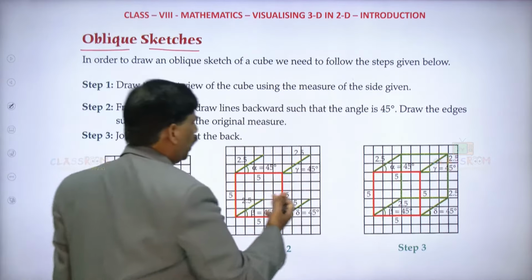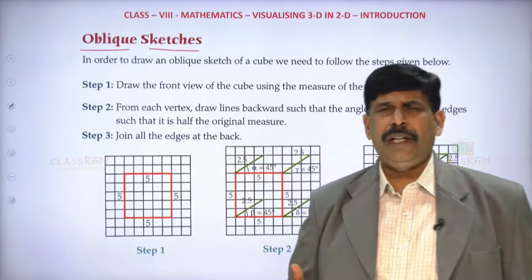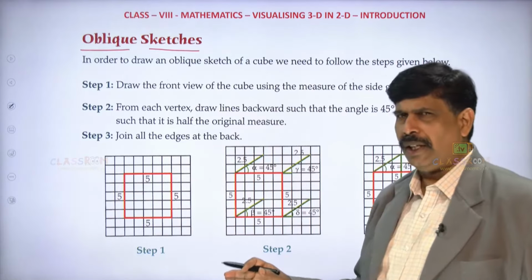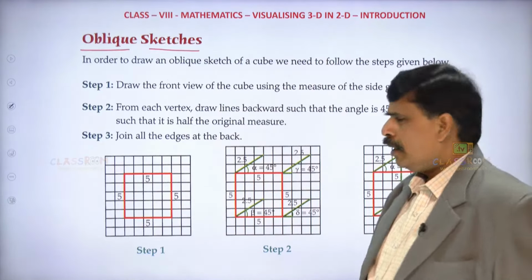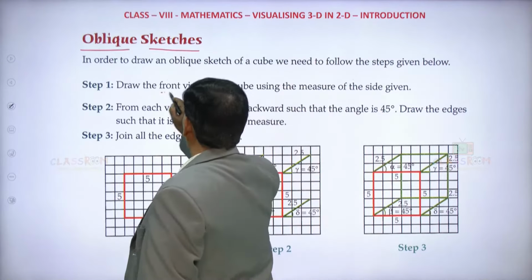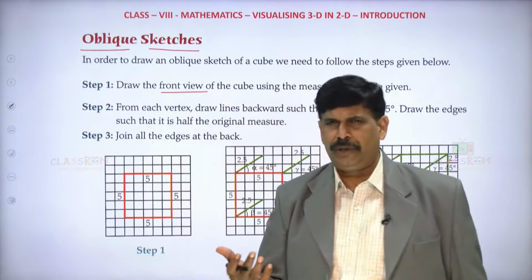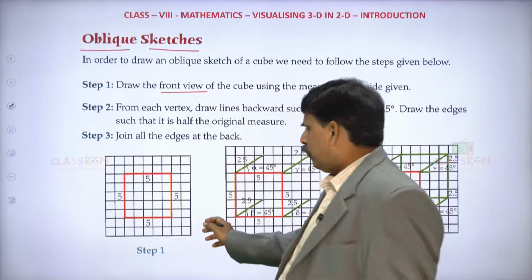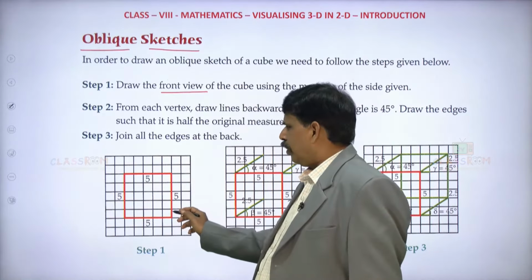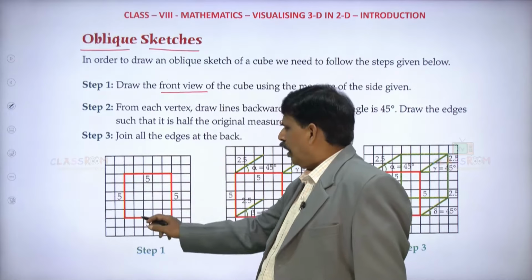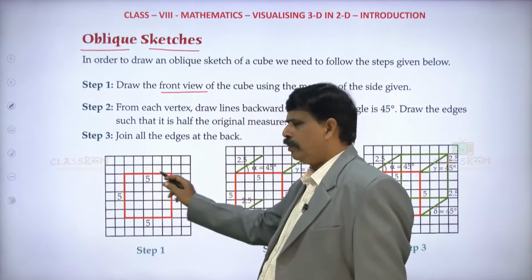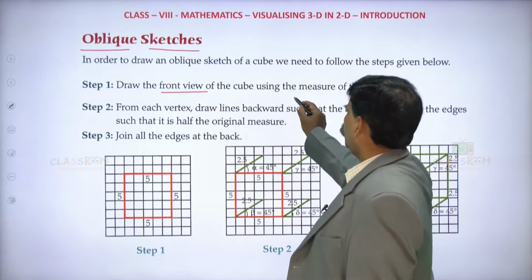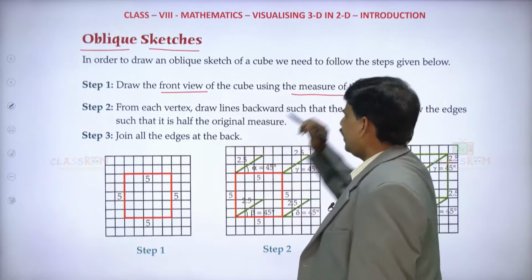Suppose we are drawing a 3D figure, a cube, using oblique sketches. This has to be done in 3 steps. In the beginning, draw the front view of the cube, whatever the measurement of the cube is given. Step 1, have a look at this diagram. This is the front view of a cube, taking the measurement as 5 units. Draw the front view of the cube using the measure of the side given.